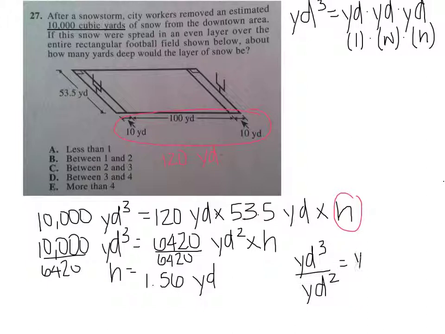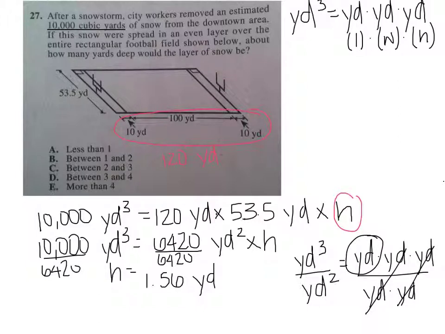You can write it out also. Yard, yard, yard. These will cancel, giving you yards. So if the answer is about 1.56 yards, the answer is B, between 1 and 2 yards. The snow will be about 1 to 2 yards deep on the football field.